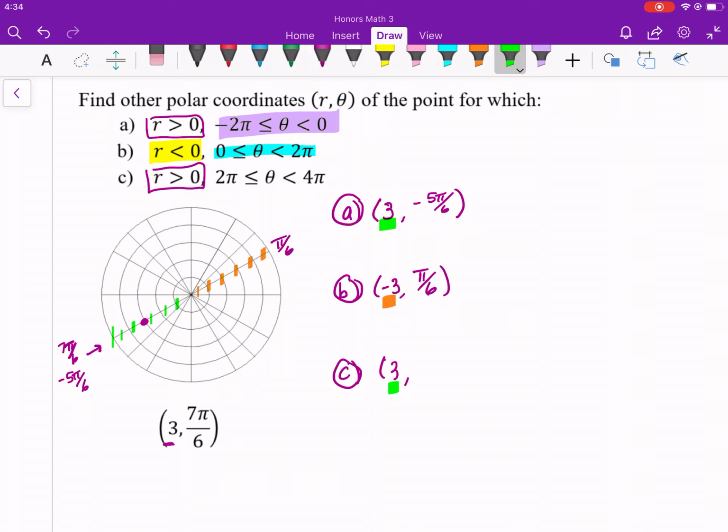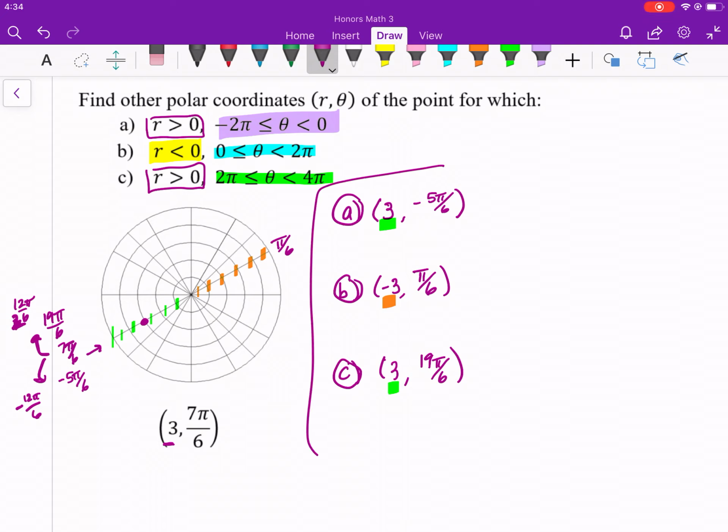Okay, the last one, letter C, should be between 2 pi and 4 pi. And we want it on the green dotted line. We know 7 pi over 6 and negative 5 pi over 6 are coterminal. If I just add 2 pi, or 12 pi over 6, to this, you'll get 19 pi over 6. Or you're subtracting 12 pi over 6 to get these numbers. And 12 pi over 6 is just 2 pi, a full rotation. So we know our last one is 19 pi over 6. And there you go, there are your solutions.